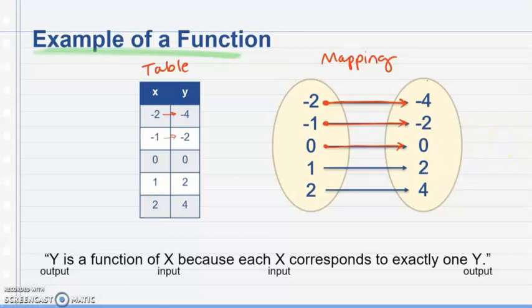You will see this phrase again in Pearson when you're doing your work. Y is a function of X. So Y is the output. It makes sense because every X corresponds to exactly one Y.